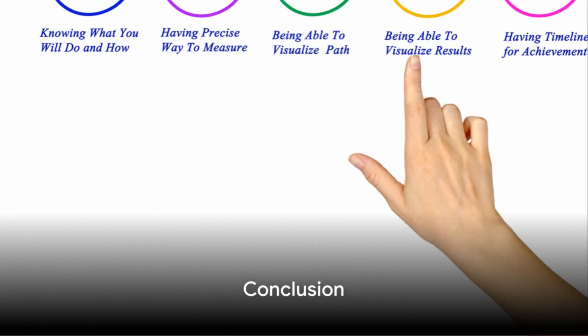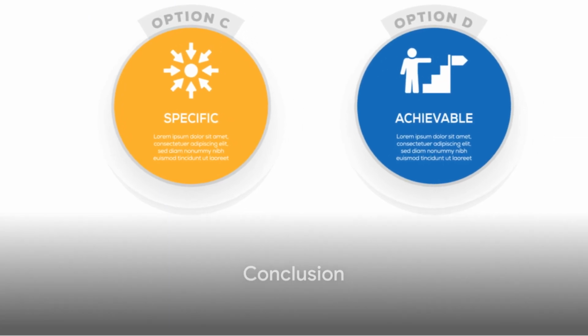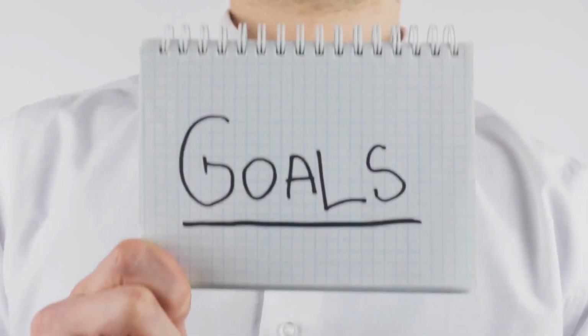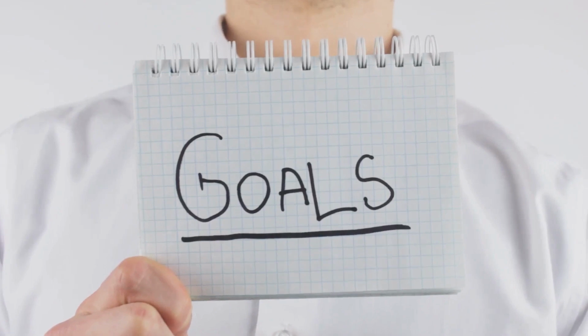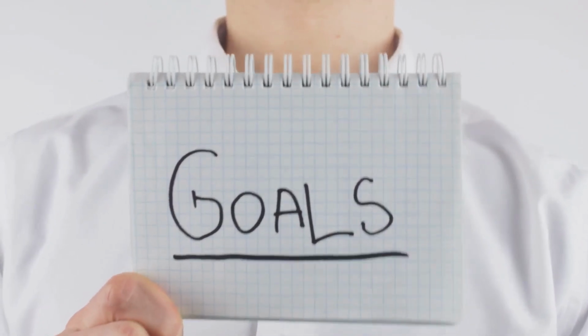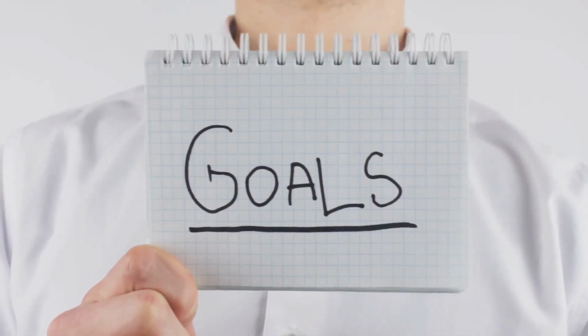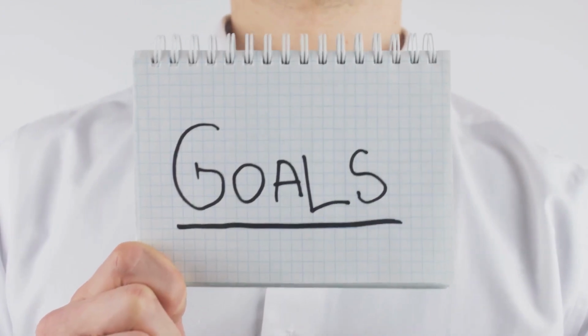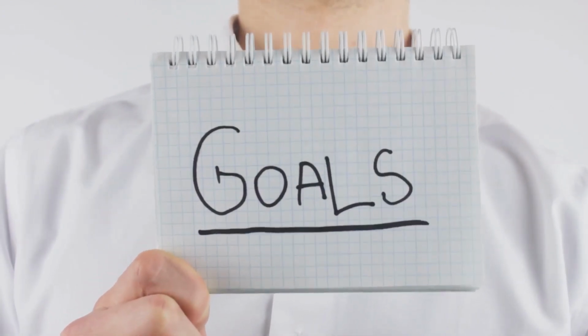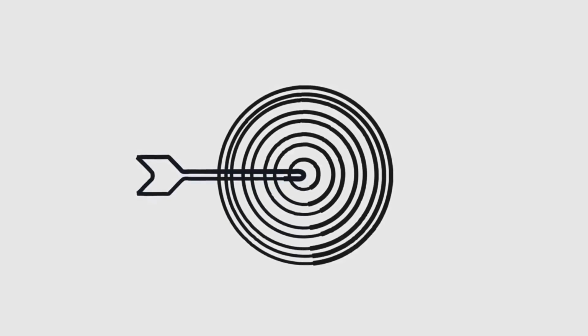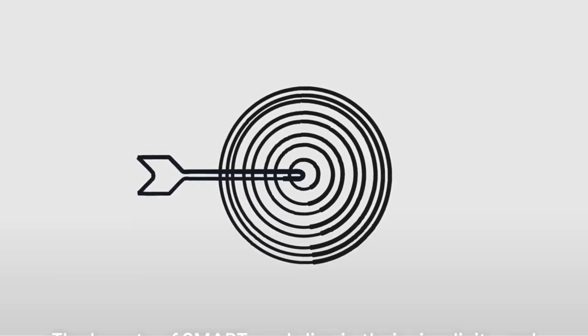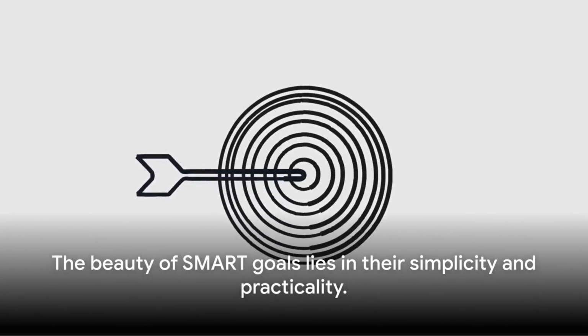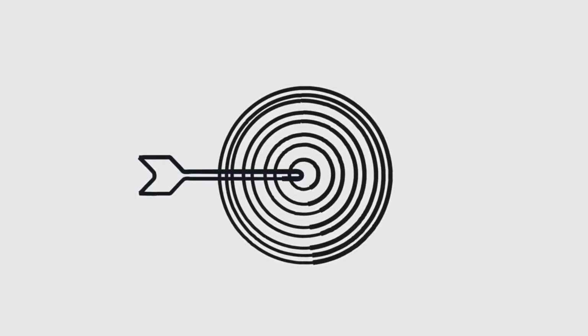In conclusion, setting SMART goals is a powerful strategy for achieving success in any area of life. We've explored how each component of a SMART goal, specific, measurable, achievable, relevant, and time-bound, plays a vital role in turning our dreams into tangible realities. We've also looked at real-life examples that illustrate the effectiveness of this approach in different scenarios, be it personal fitness or business growth. Remember, the beauty of SMART goals lies in their simplicity and practicality.